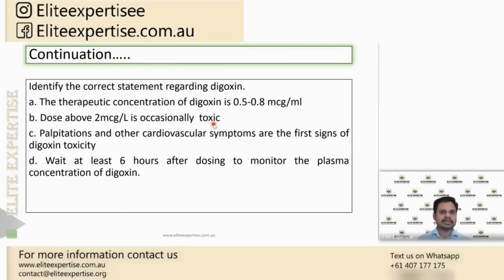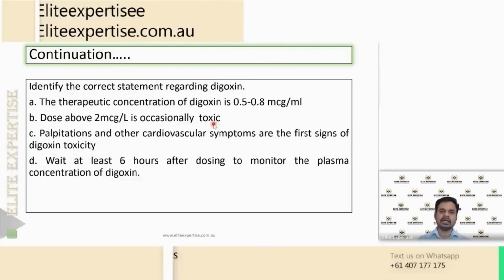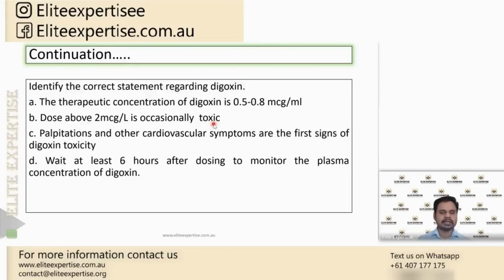Statement 3 says that palpitations and other cardiovascular symptoms are the first line symptoms of digoxin toxicity. No, gastrointestinal symptoms like nausea, vomiting, and anorexia are the first line symptoms of digoxin toxicity. And statement D says that after giving the drug, digoxin, we need to wait at least 6 hours for the drug to get distributed in the body. Only then do we monitor the plasma digoxin concentration. So that's the correct statement. We need to wait at least 6 hours after giving the dose of digoxin before we monitor the plasma drug concentration.